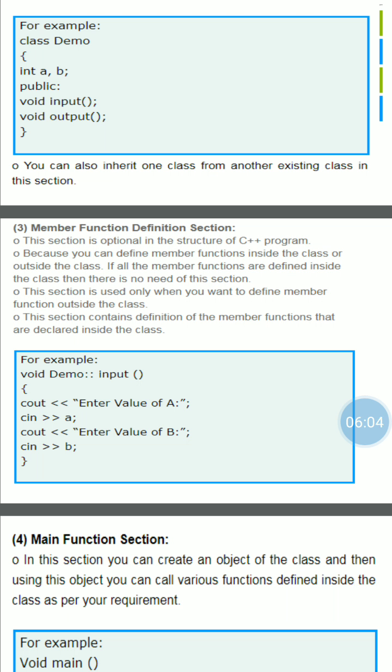Then the scope resolution operator and the function name, input. Here we define the function. Define means some operation is performed inside the function. This is called function definition. If we perform some operation inside the class, then this is called function definition. Here we define the function outside.